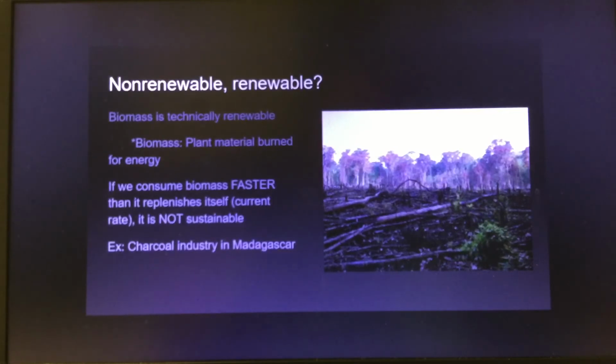The problem is if we're consuming that biomass faster than it can replenish itself, which is what we're doing globally, it is not a sustainable practice and therefore not really a sustainable energy form. Although officially renewable, it's really non-renewable in the way that we're using it. An example of this is the charcoal industry in Madagascar.